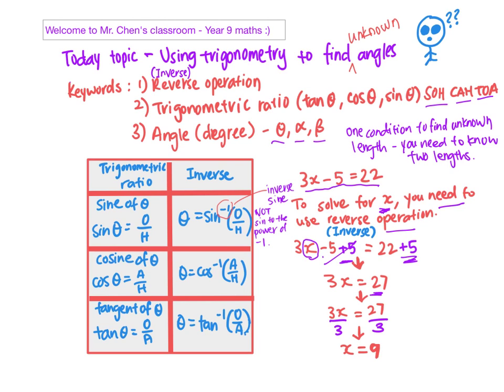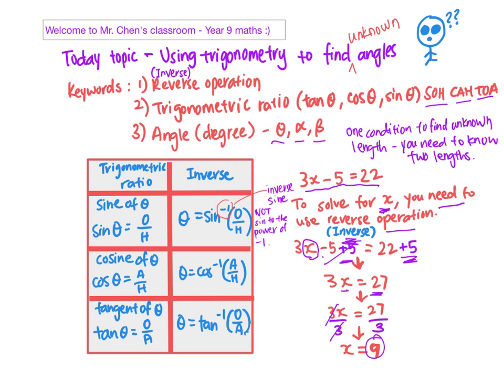From there we need to get rid of that 3 to single out the x. To single out the x, we have to divide by 3. Once we divide by 3, that's gone, and we do the same on the other side. That means 27 divided by 3 is 9. So now we have x equal to 9, which is how we find the unknown by using the inverse operation.